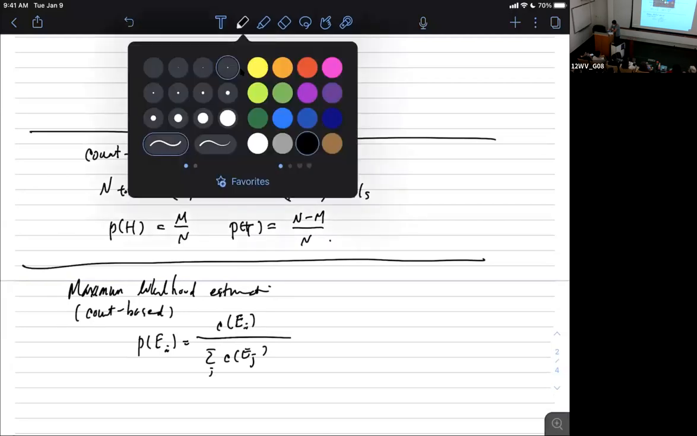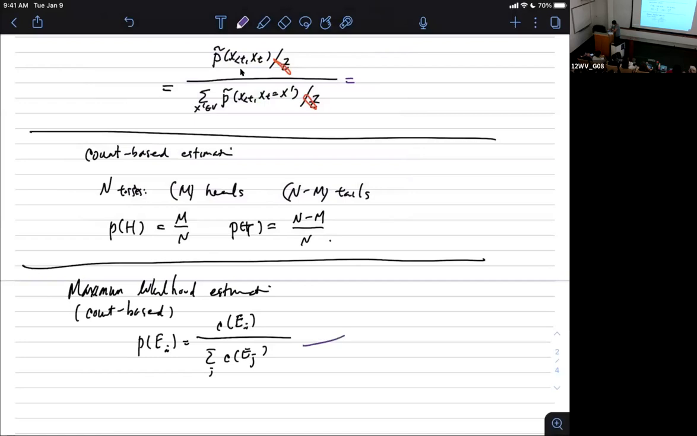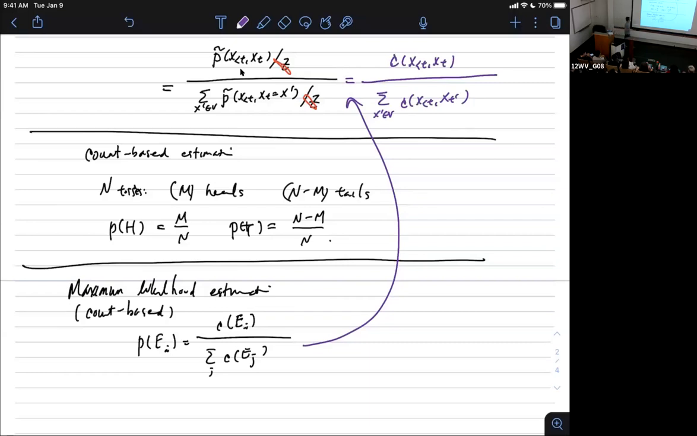I'm going to use another color to indicate this different thing. Going from here, we count how often the true text appears, and then divide it by all possible hypothetical text, where the hypothesis corresponds to replacing the last word in this text with all possible words in the vocabulary. This is going to be our count-based estimate.